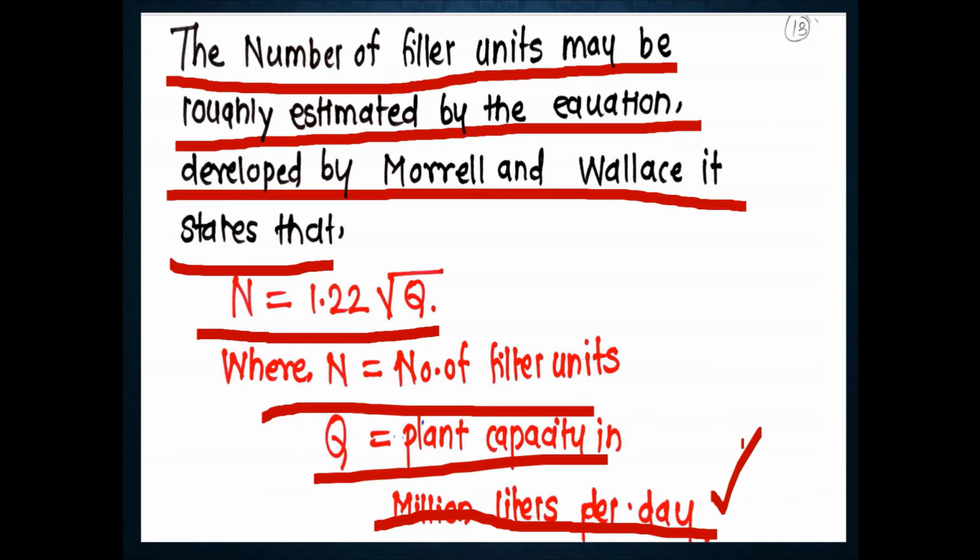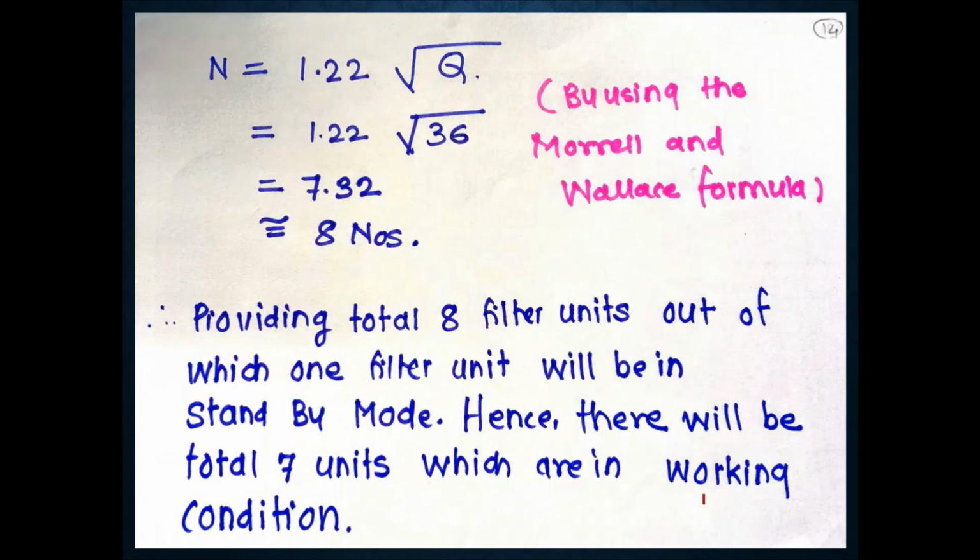Directly you have to substitute. If it is 10 million liters per day, directly 10 you have to substitute in place of the Q, not 10 into 10 raised to 6. Just substitute this value in the Morrell and Wallace formula.